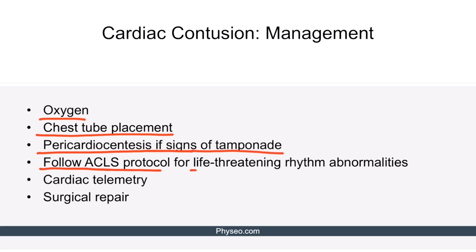Next, if the patient develops abnormal rate and rhythm, advanced cardiac life support measures should be applied for any life-threatening rhythm, or the patient should be monitored with cardiac telemetry for any minor rhythm abnormalities such as premature ventricular contractions. Finally, if there is valvular damage, surgical repair will be the next best step in management and cardiology should be consulted as soon as possible.